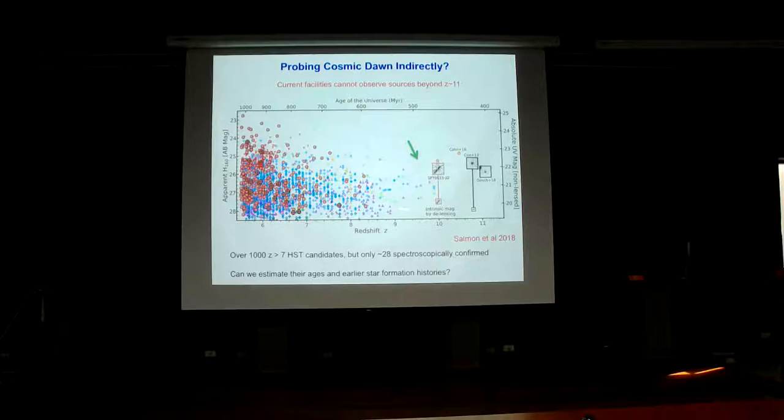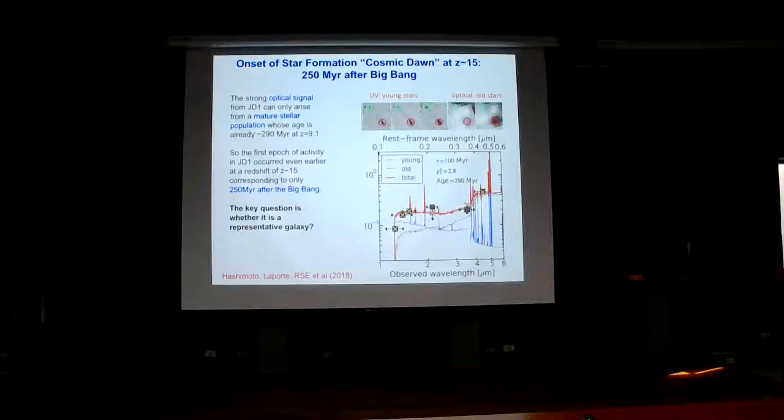And what we found in this object is there are old stars. So if you look here in the ultraviolet, we see young stars. And then as we go to the optical, we see the signature of older stars. And these stars, we think, are as old as 290 million years. So this galaxy's been around for 290 million years at this redshift of 9, and that takes us back to a redshift of 15, which is only 250 million years after the Big Bang.